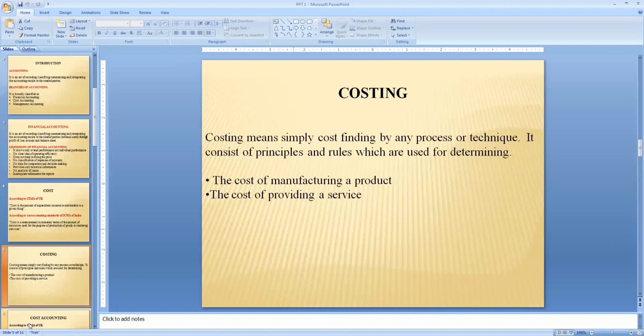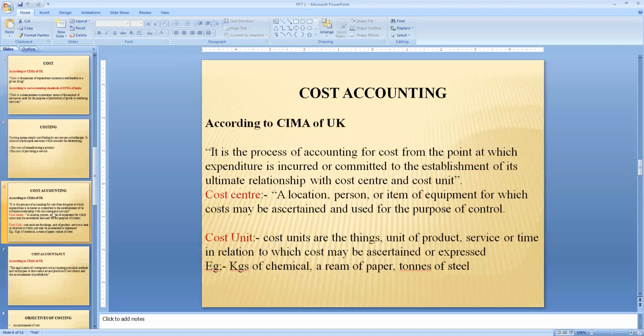Let us see what we mean by cost accounting. Cost accounting is nothing but the methods of accounting of cost. It is the process of accounting for cost from the point at which the expenditure is incurred or committed. According to CIMA of UK, cost accounting is the process of accounting for cost from the point at which the expenditure is incurred or committed, for the establishment of the ultimate relationship with cost center and cost unit.